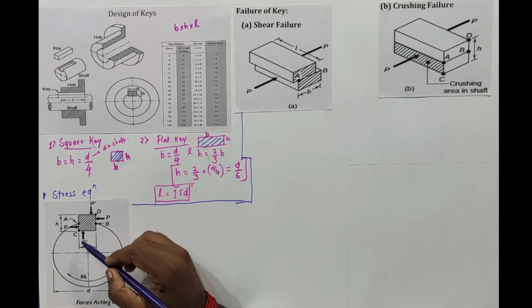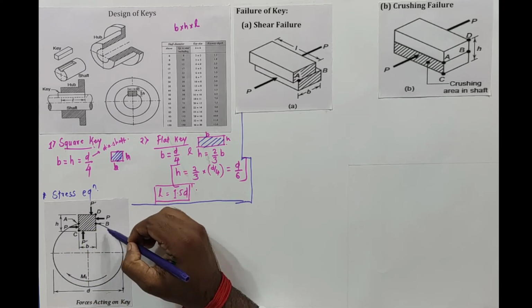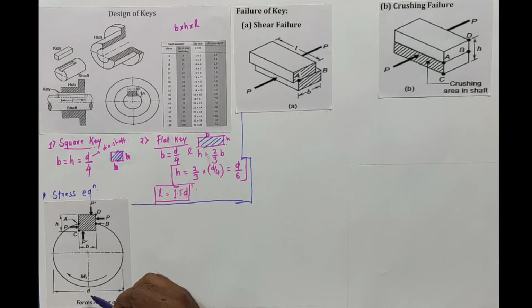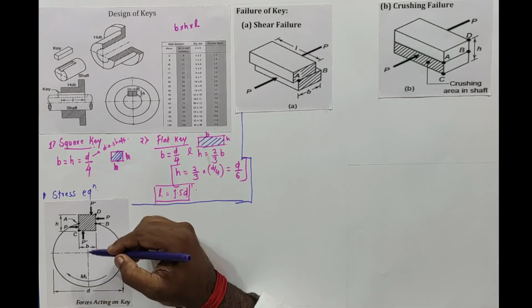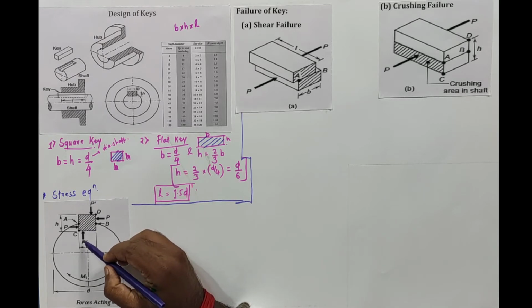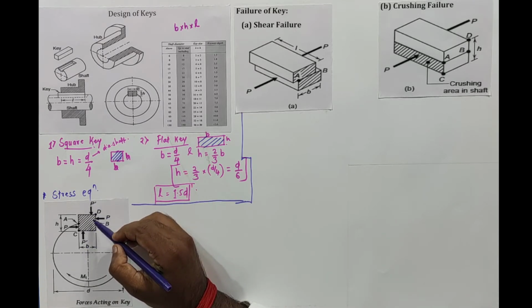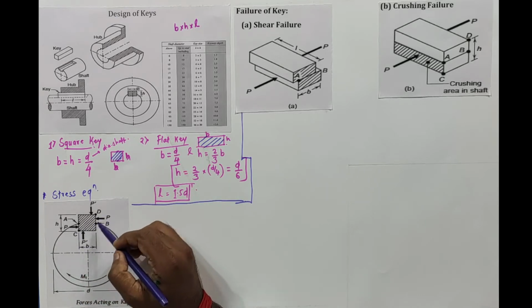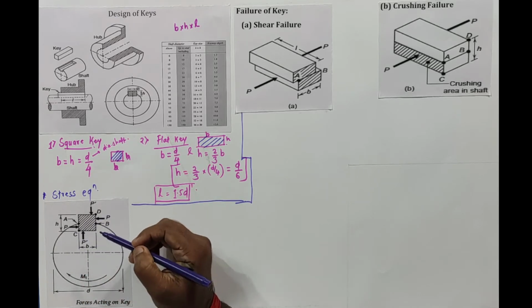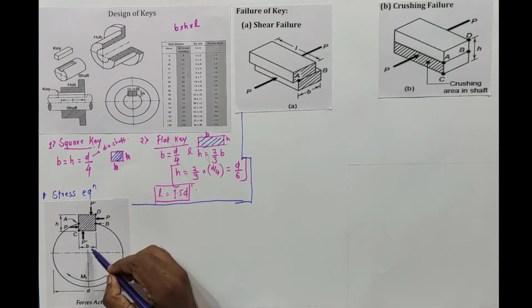The structure is shown and this we call a shaft, which is indicated by small d, and which is having torque. Equal and opposite forces act over the keys, from the bottom side, equal and opposite from the top side, and of course from left and right. So here we have shown P, P dash and all that. Important is height h and small b, the width.